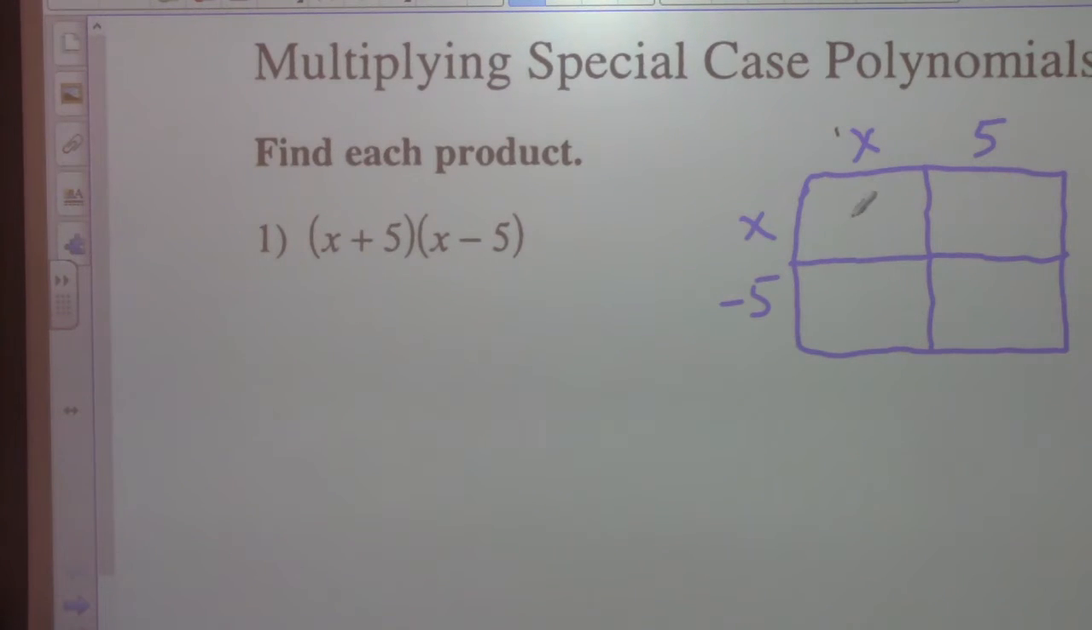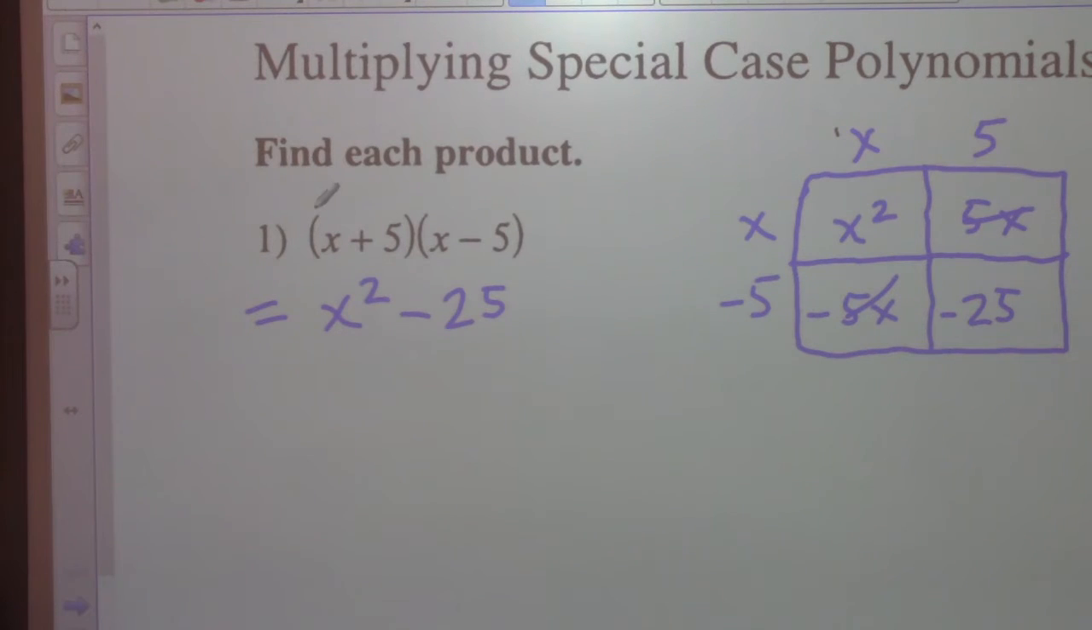And so what's going to go in this upper left box now? X squared. And then we have over here 5x. And here we have negative 5x, minus 5x, and over here goes negative 25. And then we can write out our answer as x squared. What happens to this 5x minus 5x? They'll cancel each other, right? So these will effectively cancel each other out, and what do we have left? So we have a 25. So x squared minus 25.